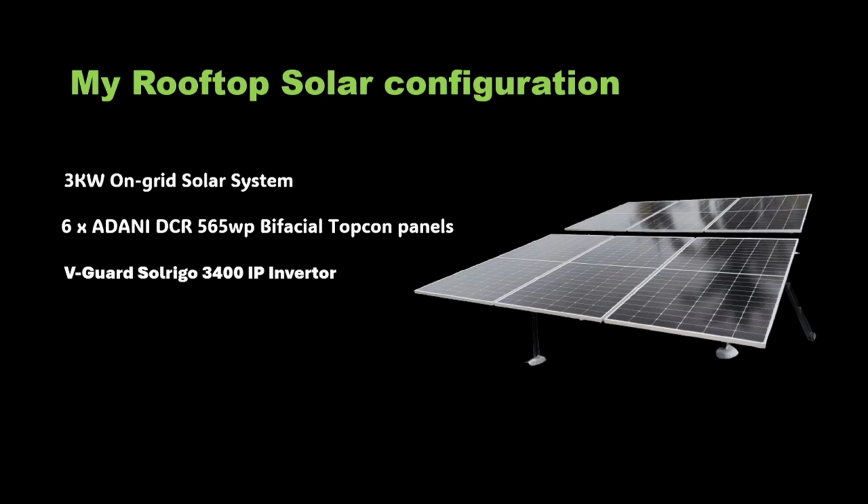This is my 3 kW on-grid solar system, which consists of 6 Adani 565 Topcon panels, connected to a Growatt Solis inverter. So let's see the performance of the Topcon panels on a normal sunny day.